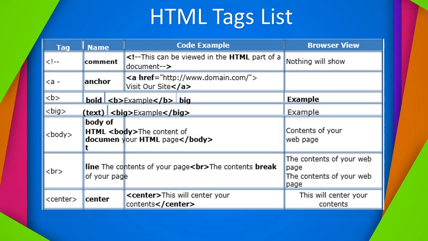So a few tags we can see. Comments we can give; comments are not shown in the web page, just for the user's understanding. An anchor tag is to navigate from one page to another page. Bold tag is for bolding text. Inside the body tag, we put whatever we want to display in the web page. BR is for a break to the next line. Center displays the content in the center.